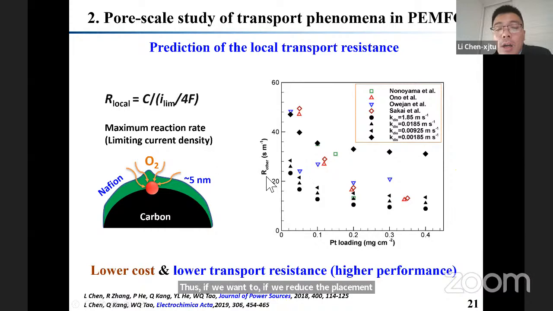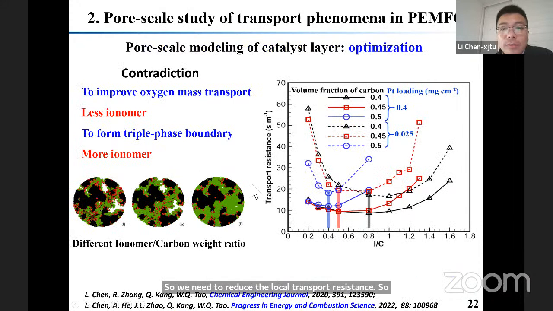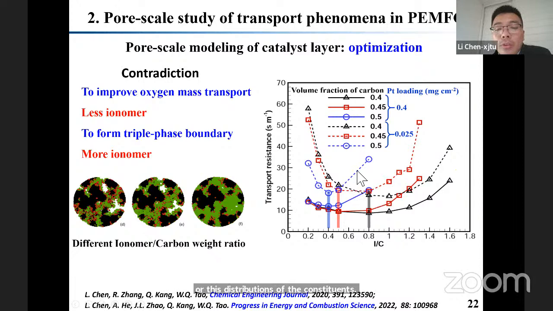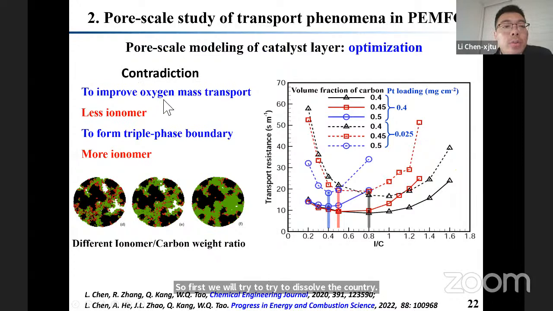So in our group, we performed a series of pore-scale modeling, trying to optimize the pore-scale or nanoscale amount or distributions of the constituents, so as to reduce the local transport resistance and thus enhance the performance of the PEM fuel cell. So first, we try to resolve the contradiction between the oxygen transport and the triple phase boundary condition.